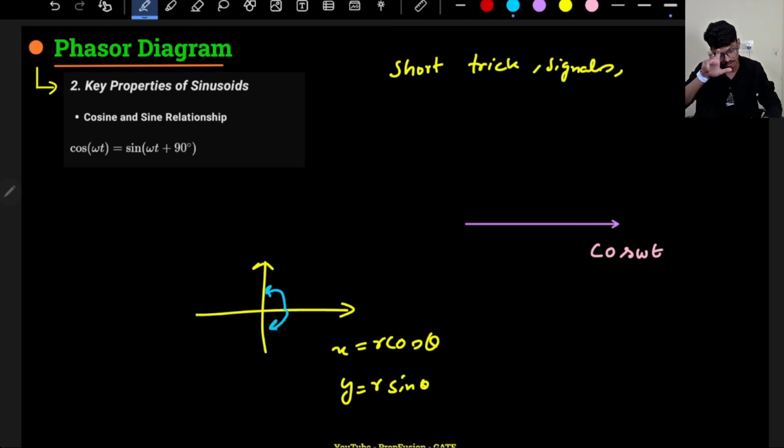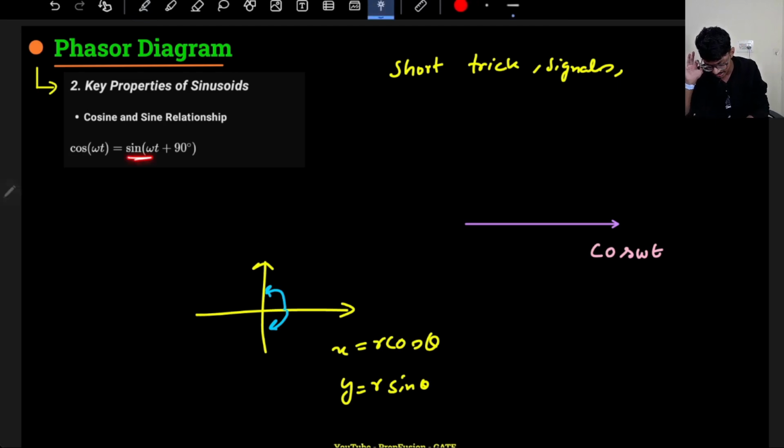This will be taught in the complex number basics. I have already taught it there. If you don't know, now you know. Whenever we are adding any angle to a quantity, we will move in the anti-clockwise direction. If we are subtracting any angle, we will move in the clockwise direction.